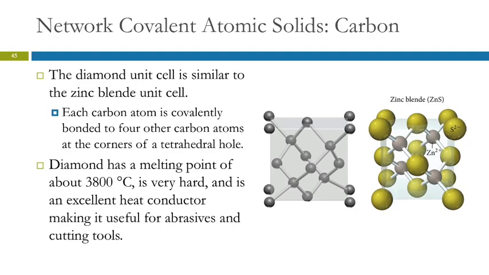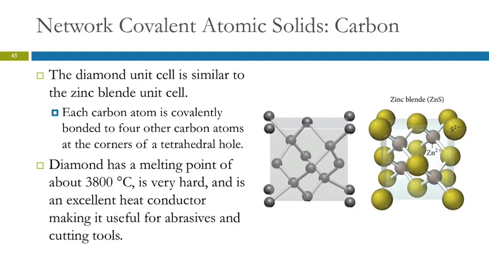Diamonds have extremely high melting points, 3,800 degrees Celsius, because in order to melt, you have to break a lot of covalent bonds, and that's just not an easy thing to do. Diamonds are also extremely hard because of the covalent bonds.